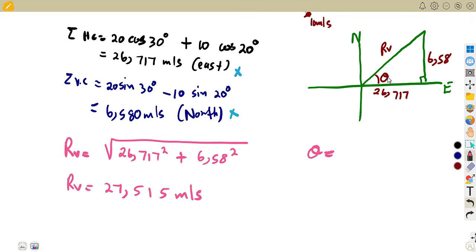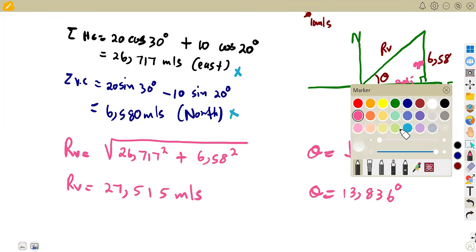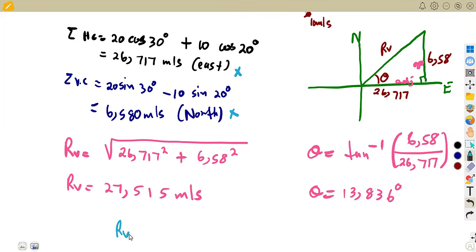And what about theta? Theta from the opposite, this is our opposite, which is the vertical, and the adjacent, which is the horizontal. So it's going to be arctan of the opposite, which is the vertical, 6,58, over the horizontal component, which is 26,717. All right, these ones are just positive, so just take them as they are. This is going to give us 13,836 degrees.